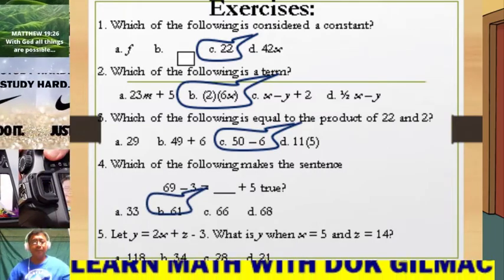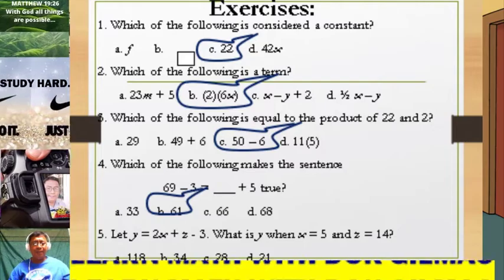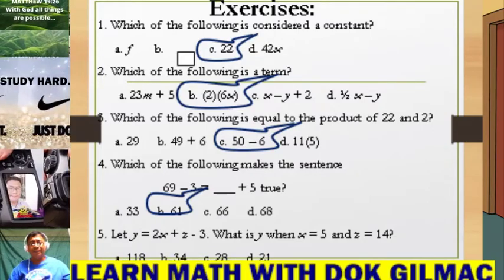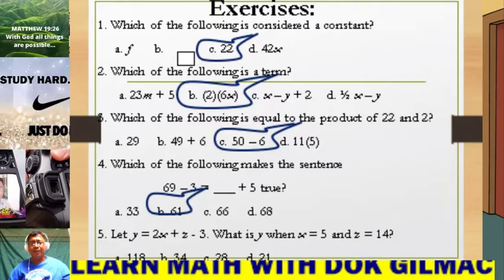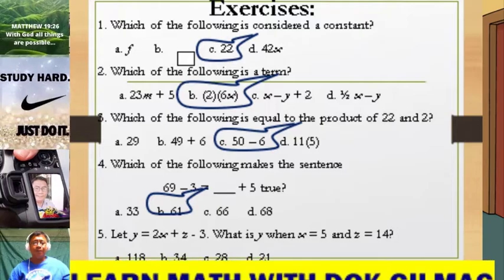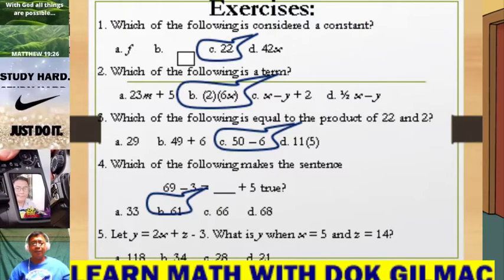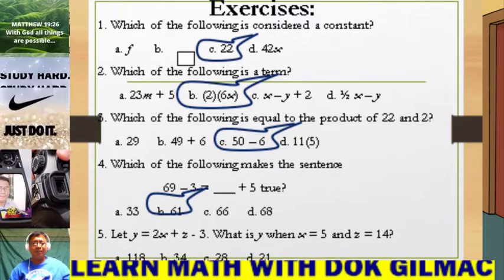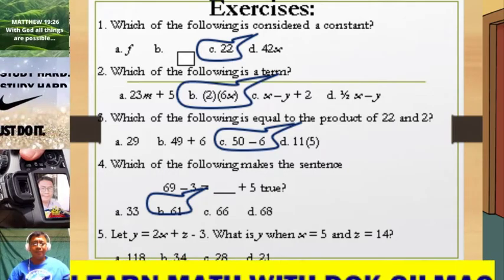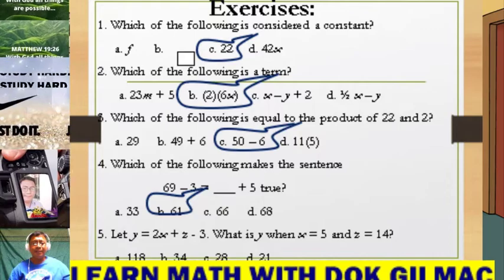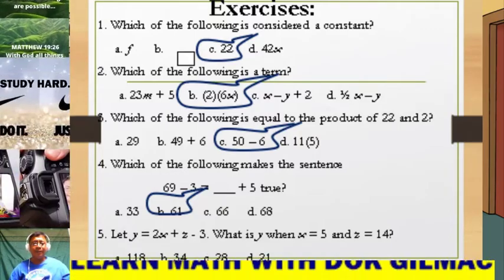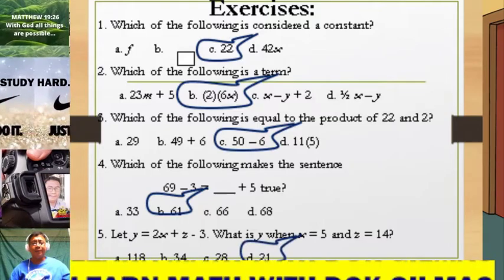Number 5. Let y equal 2x plus z minus 3. What is y when x is equal to 5 and z is equal to 14? Just substitute the given values for x and z. So we have 2x, which is 2 times 5 is 10, plus z, which is 14, plus 10 is 24, minus 3 is 21. So the correct answer is letter D, which is 21.